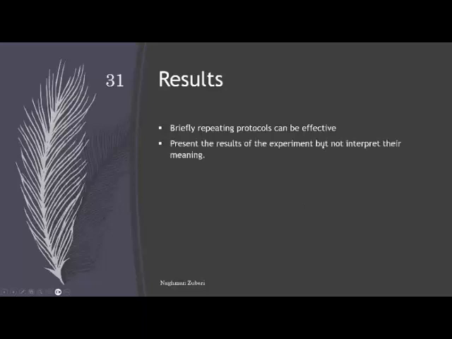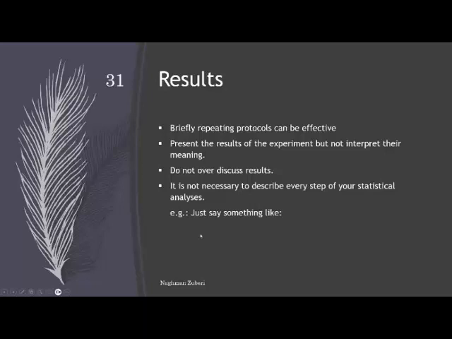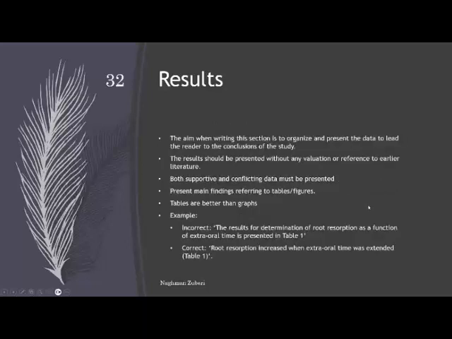Briefly repeating protocols can be effective. Present the results of the experiment but do not interpret their meaning. Do not over discuss the results. It is not necessary to describe every step of your statistical analysis. For example, just say something like: the odds ratio for severe caries based upon whether the child drank the milk was 0.44, 95% confidence interval 0.23 to 0.84. A statement like this will be good. Not the whole statistical analysis should be there.